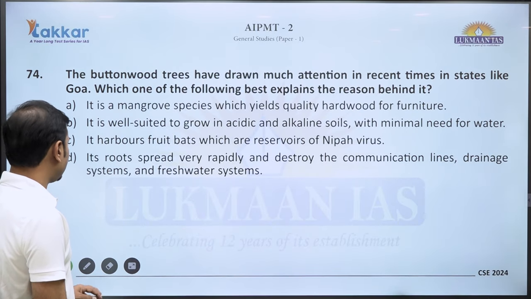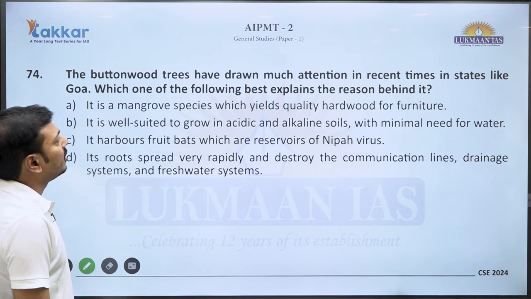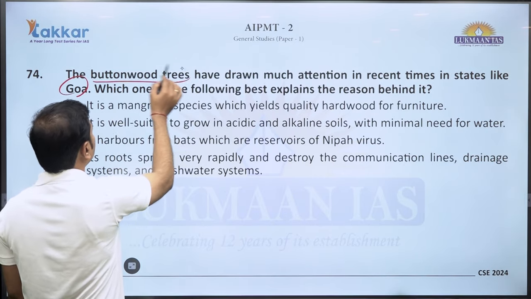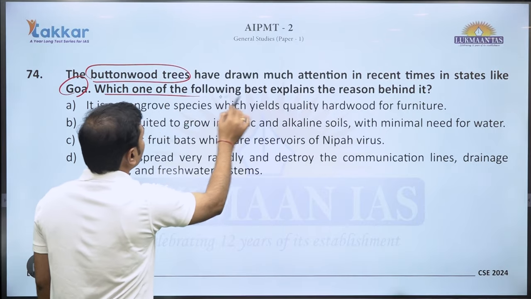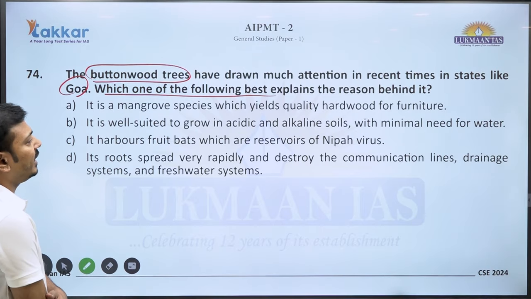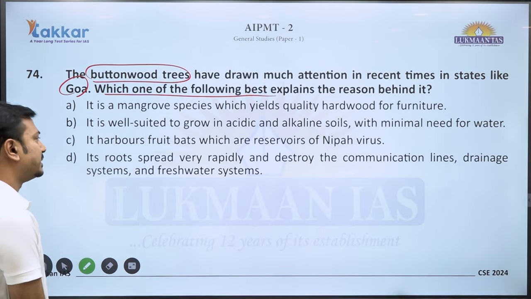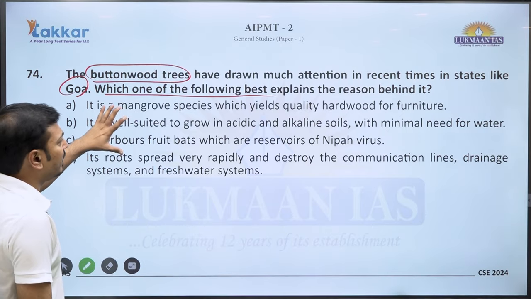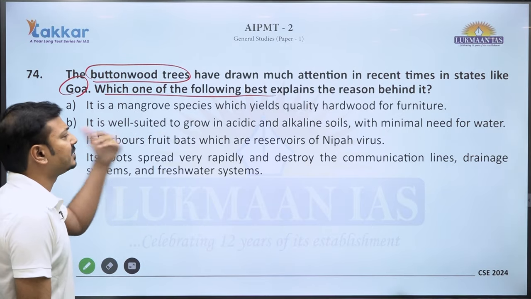Now, what about this? Buttonwood trees have drawn much attention in recent times in states like Goa. Buttonwood trees. Which one of the following best explains the reason behind it? Why is it in news or why has it got the attention? Yes, the unique aspect. आप देख सकते हैं confusing है. अगर आपको नहीं पता है तो ये सारे statements सही लगते हैं.